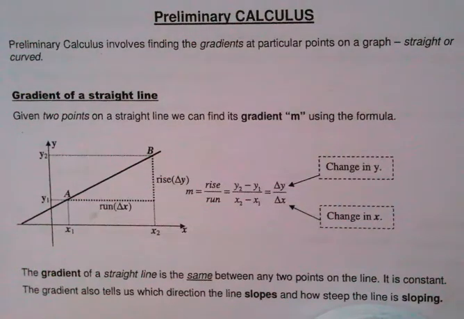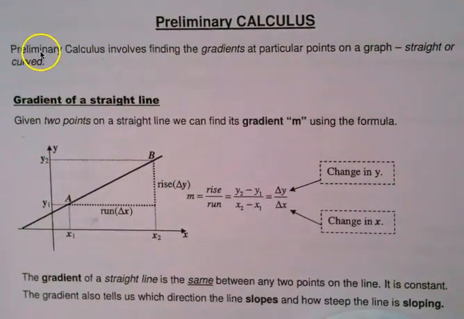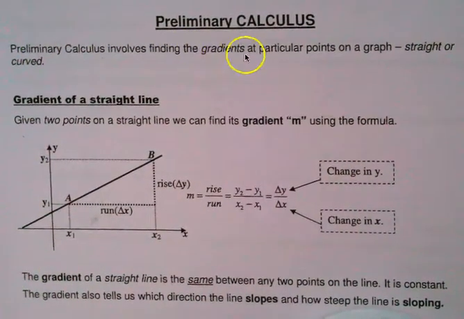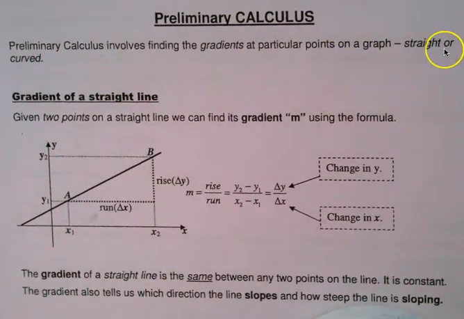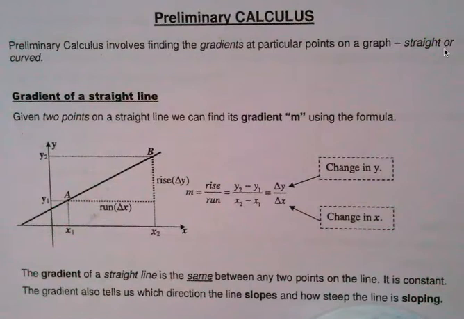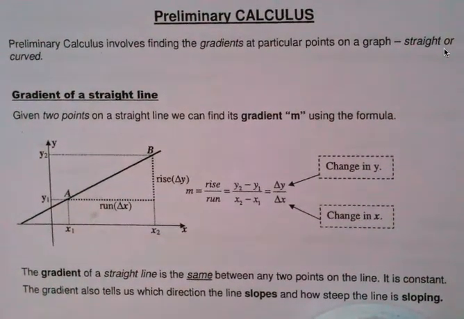This is a new topic, preliminary calculus. So this is the calculus we look at in year 11, okay? Mainly, we use calculus to find the gradients at particular points on a graph, whether the graph be a straight line or a curve. So far we know how to find the gradient of a straight line, but we don't know how to find the gradient at a particular point on a curve.